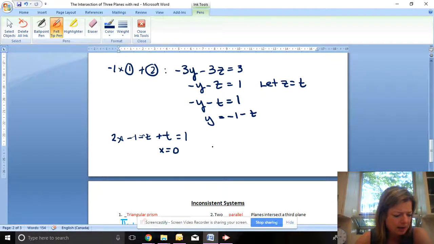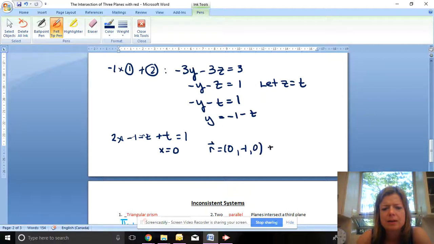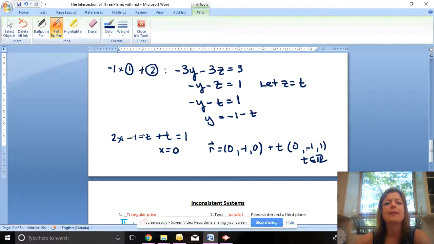So the line is equal to (0, -1, 0) plus t (0, -1, 1), where t is in the set of all real numbers. And that is the line of intersection.